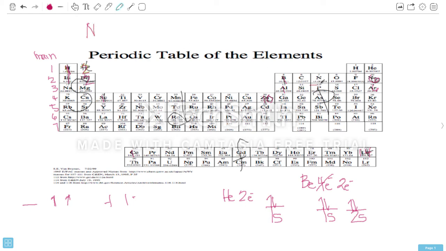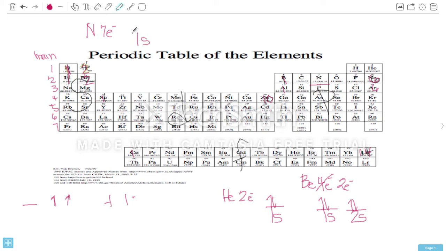So right here, nitrogen has 7 electrons. We always have to start with the lowest energy level, but we know that since nitrogen is in the second period, there would be a total of 2 energy levels. So I'm going to start with the first energy level, which is the lowest, 1. The first sublevel you come to is S.